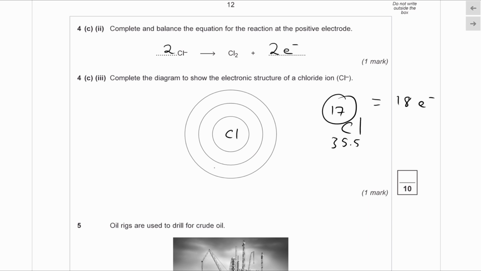And so what we're going to do is we're going to draw chlorine. We're going to write Cl in the middle. And we are going to fill up the energy levels, okay? I'm going to use crosses to show electrons. And the first energy level can hold 2 electrons.